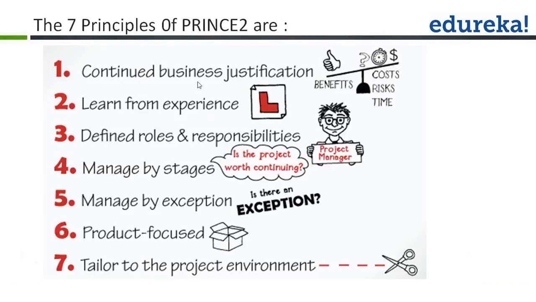Continued business justification is the first principle. A Prince2 project must have a justifiable business case to start and continue any time during the project life cycle. A business case describes the reason for doing the project, the forecast for the expected benefits that the project will realize, forecast for both project cost and ongoing operational cost, and the period of time over which the benefits shall be realized by using the project's products.